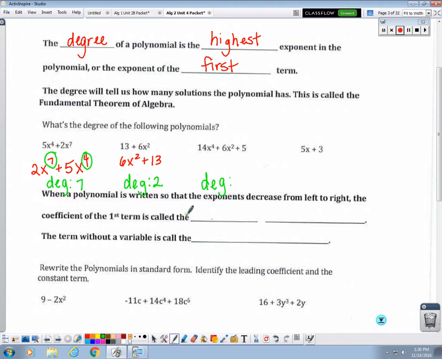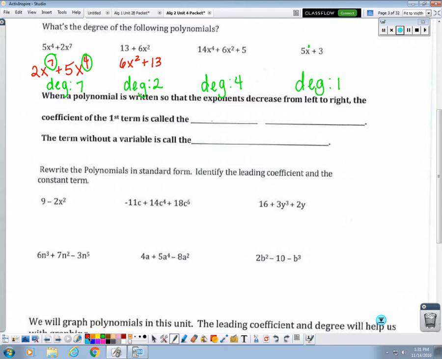Okay, look at the third one. Is it in standard form? Okay, it's already in standard form, so you don't have to rearrange it. We just look for the highest exponent. Well, how many exponents are there? 2. This one and this one, and which one's higher? So it's degree 4. And then for this one, it was also already in standard form. How many exponents do you have? Right, and the exponent is a 1, so it's degree 1. Okay, any questions so far?